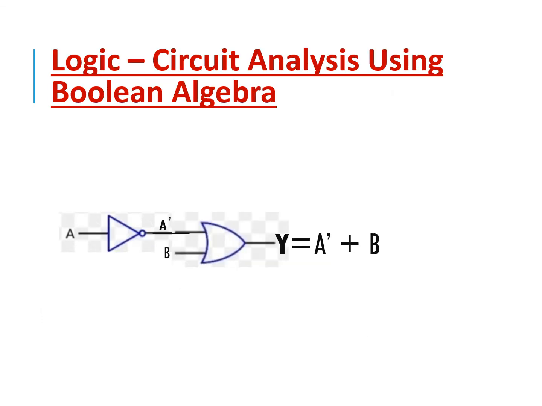Again we see an inverter being fed to the OR gate, and similarly a B variable being fed to the OR gate. So A fed to the inverter becomes A complement. Now you can put the bar also, and you can put the apostrophe also. So A bar and B are being fed to the OR gate, and Y is equal to A bar, or A complement, or B. Okay, as simple as that.